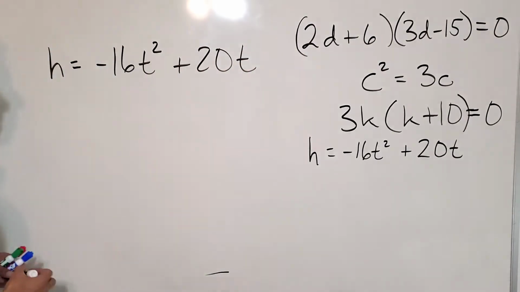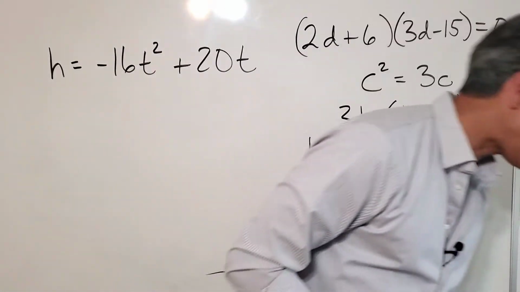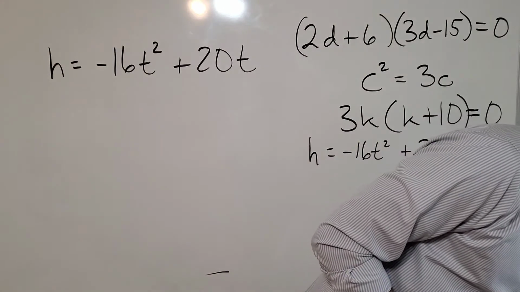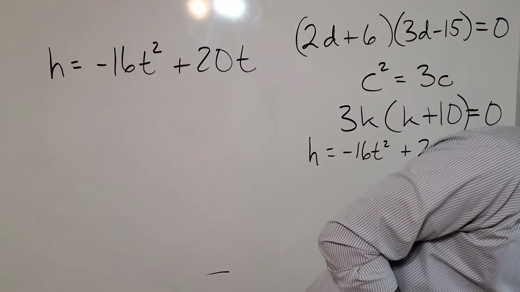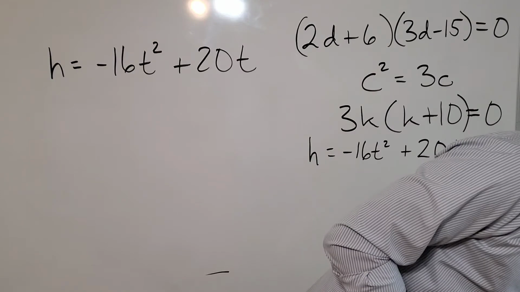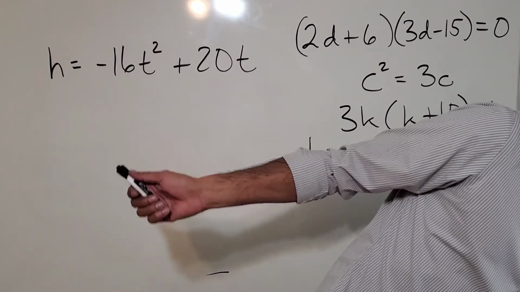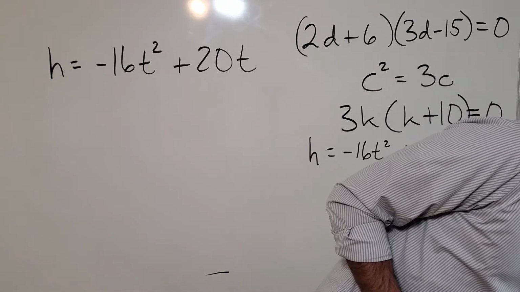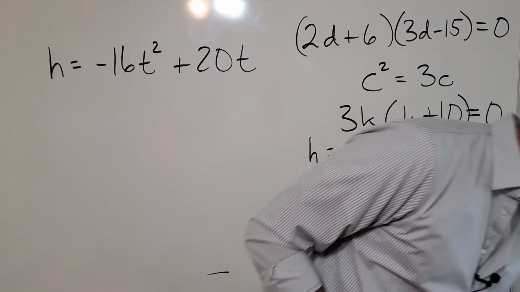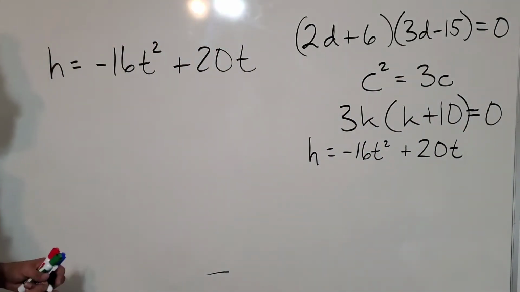Okay. This one was a word problem, something about a dog. The dog has to jump over a hurdle. This is the equation for it. And so find the values of t when h equals 0.